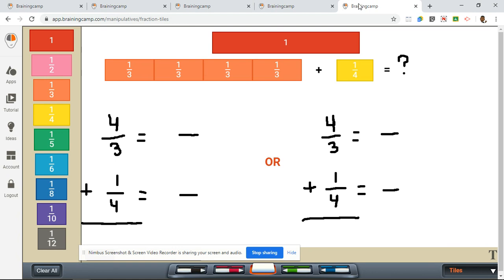All right, here's one more for you to try. It's a little bit tricky, but it's fun. So pause this video. I want you to go ahead and figure this one out. We have 4/3 plus 1/4.